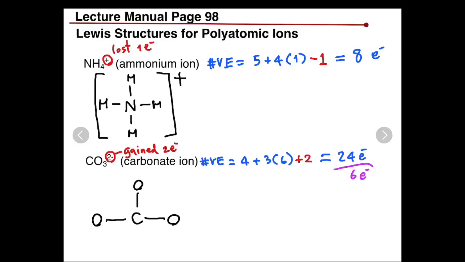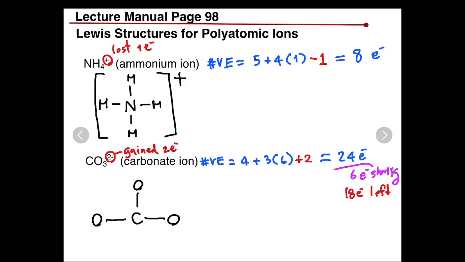So how many do I have left? I have 18 left, right? So let me write. That means in this case I have 18 electrons left. So 6 electrons are in sharing, which are in these sharing bonds right here. So 2, 2, 2, right, so total 6. We have 18 left because 24 minus 6 is equal to 18. So where would that 18 go?